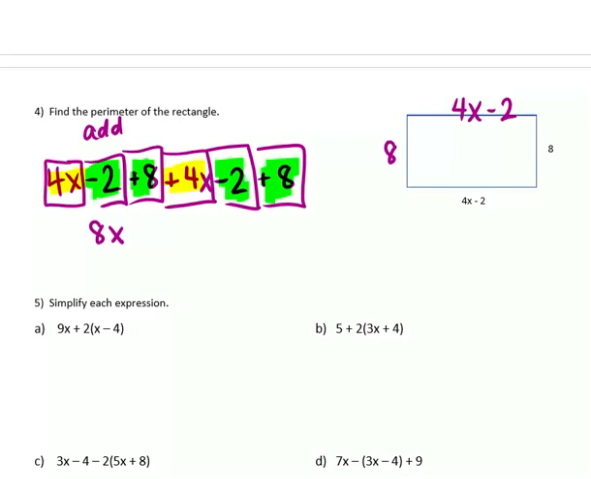So now 8x, and then, from here, negative 2 plus 8 is 6. This would also give you a 6, so together, 8x plus 12. Okay, that's your perimeter.